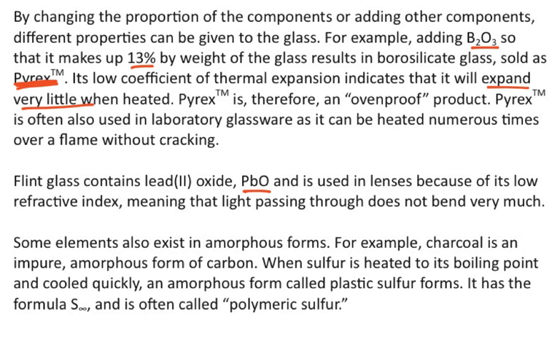Now, glass is not the only amorphous solid. Charcoal, same type of stuff that many people put in their barbecue. Sulfur, when it's heated to boiling and cooled quickly, we get something called plastic sulfur. It is still sulfur, but it's got the texture of plastic.